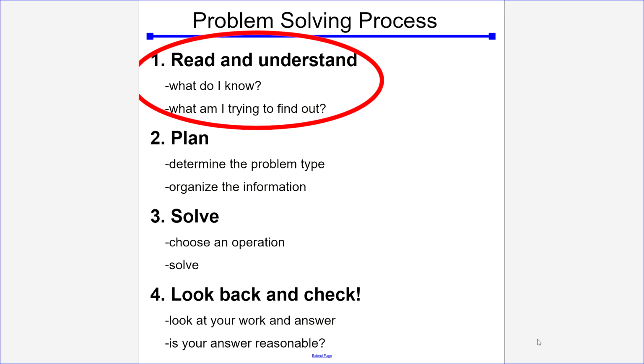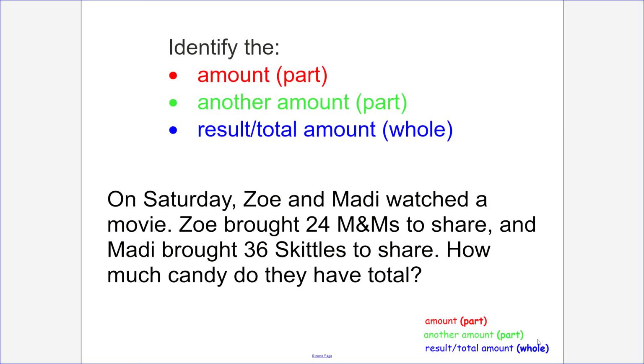Again, today we're going to focus on reading and understanding and solving the problems. Right now, we're going to focus on reading and understanding put-together problems. Here is a put-together problem. On Saturday, Zoe and Maddie watched a movie. Zoe brought 24 M&Ms to share, and Maddie brought 36 Skittles to share. How much candy do they have total?